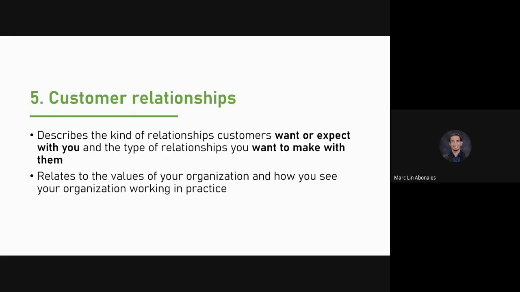So it is defined to the extent to which different customer segments can influence what you do and how you do it. And there is no right or wrong answer, but the answer can vary from organization to organization.